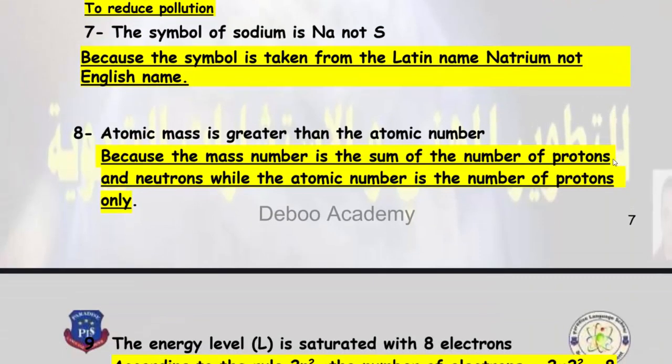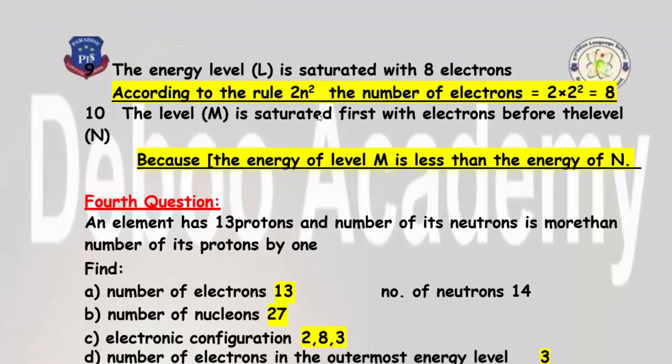Move to 8. The atomic mass is greater than the atomic number because the mass number is the sum of the number of protons and the neutrons, while the atomic number is the number of protons only.